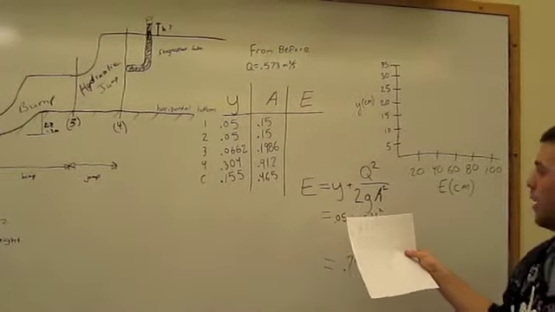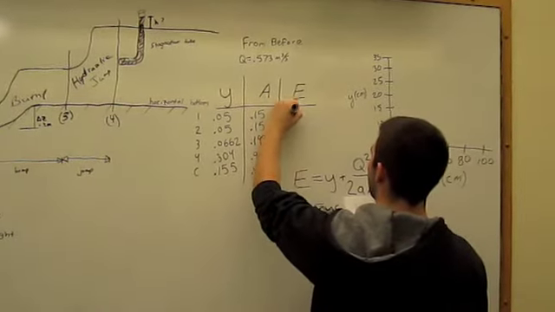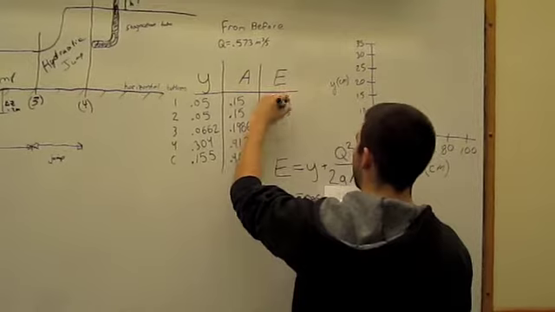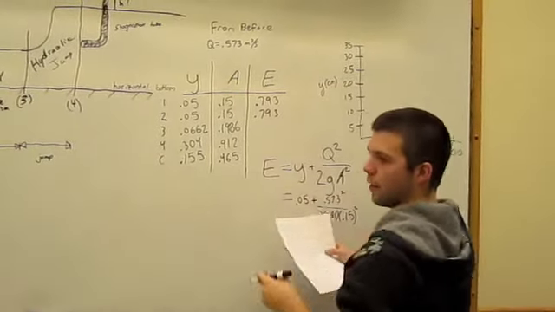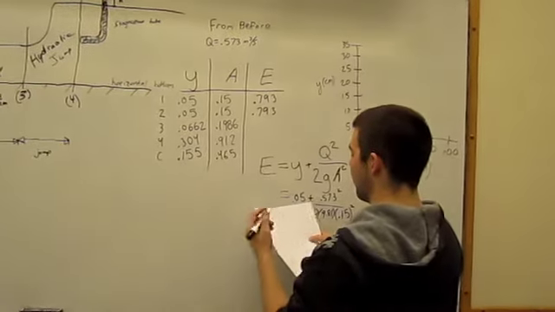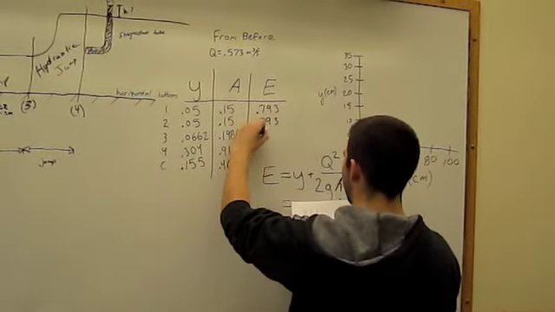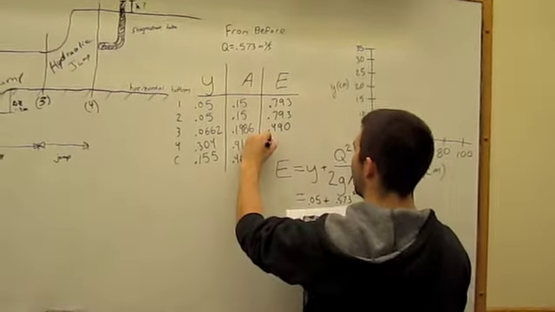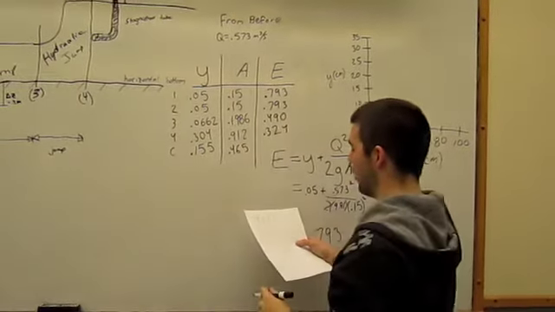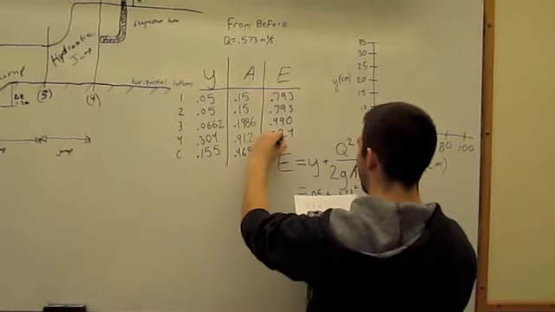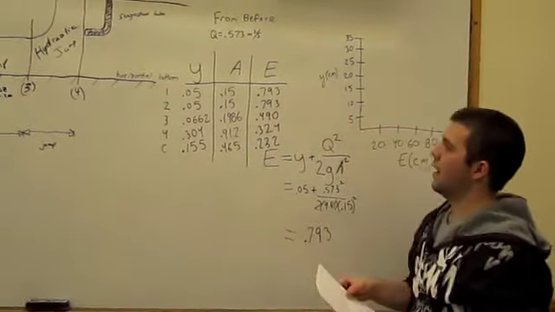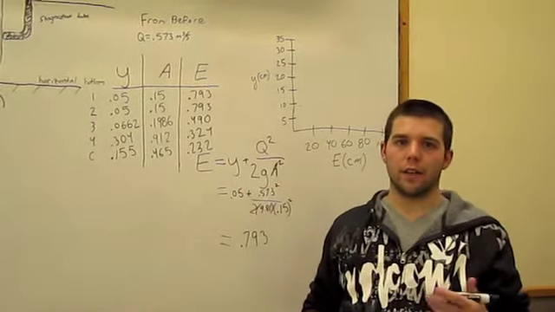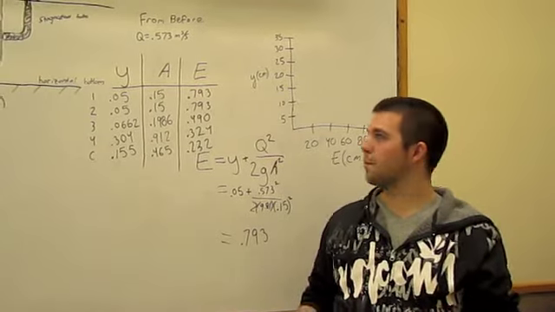I'm just going to give the values right now. Both 1 and 2 are going to be 0.71793. For 3, you are going to get 0.490. For 4, you'll get 0.324. And for critical, you'll get 0.232. Now, you're going to plot your y values against your e values on the chart. And don't forget to convert them into centimeters, so multiply everything by 100.